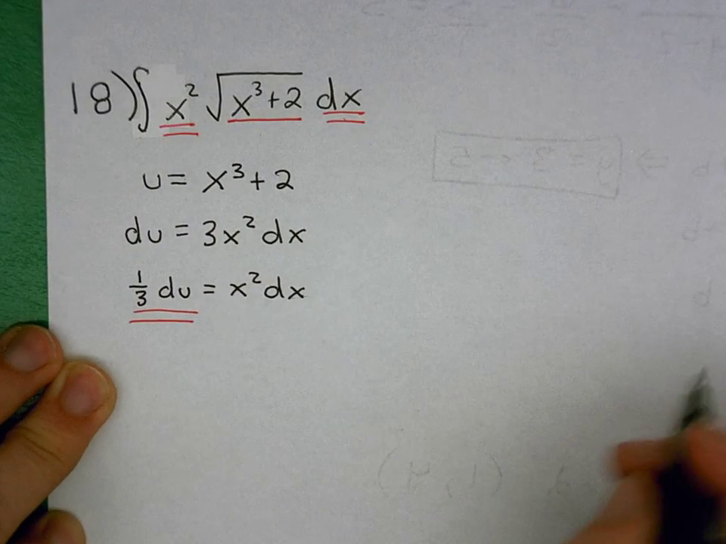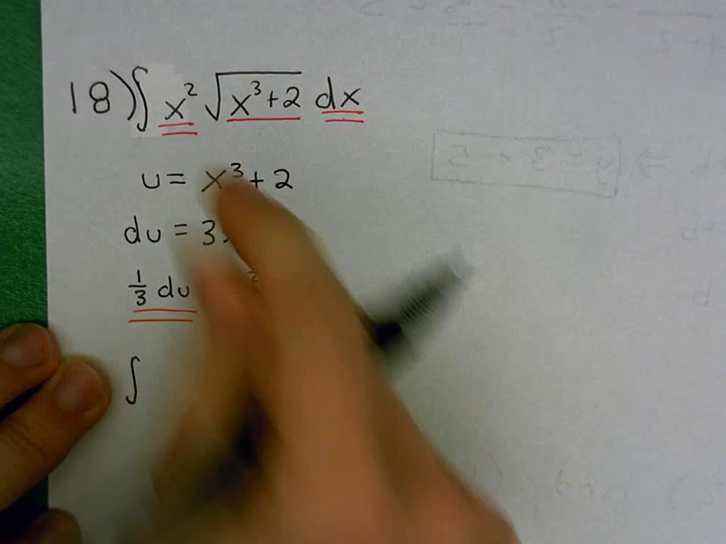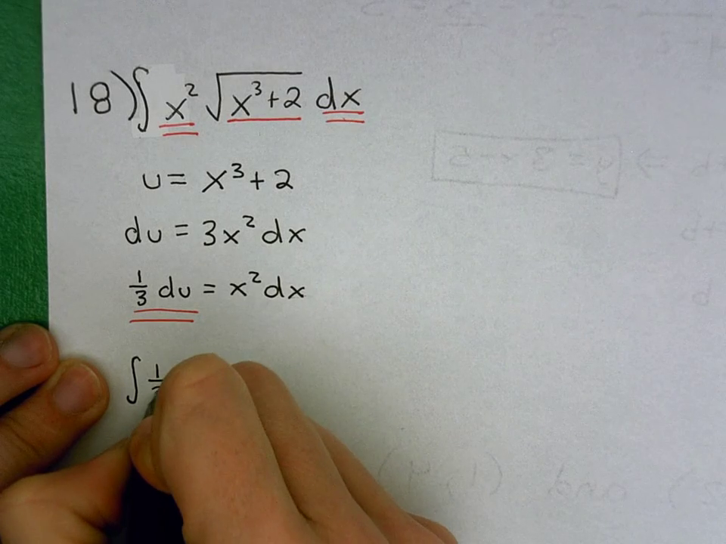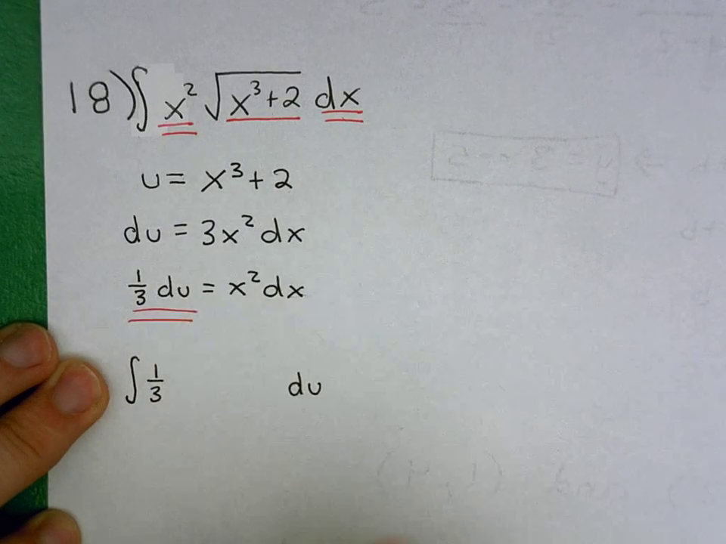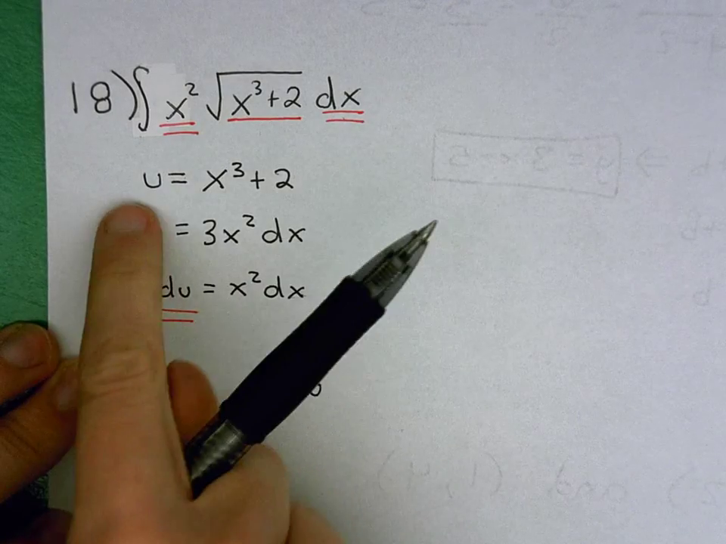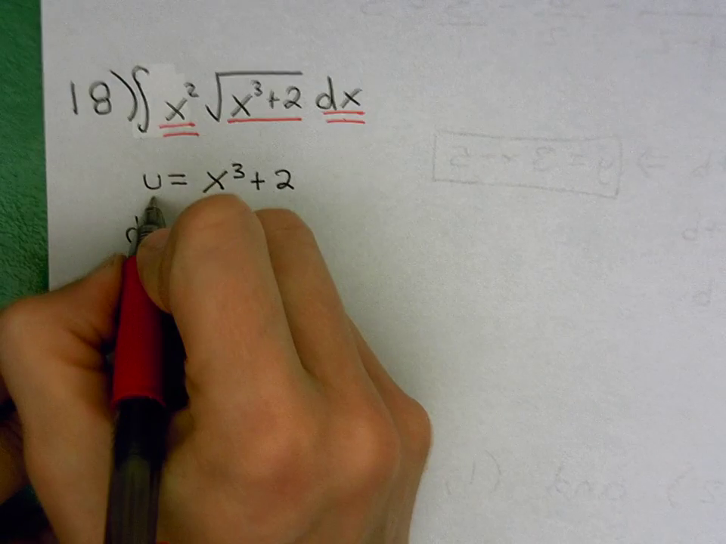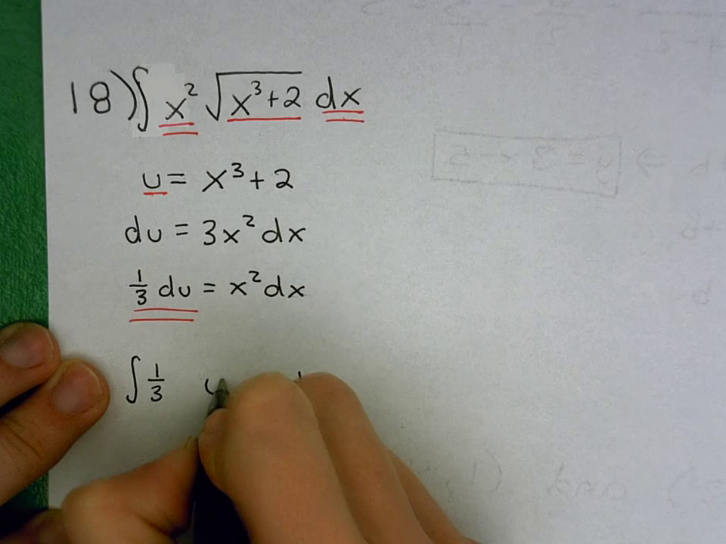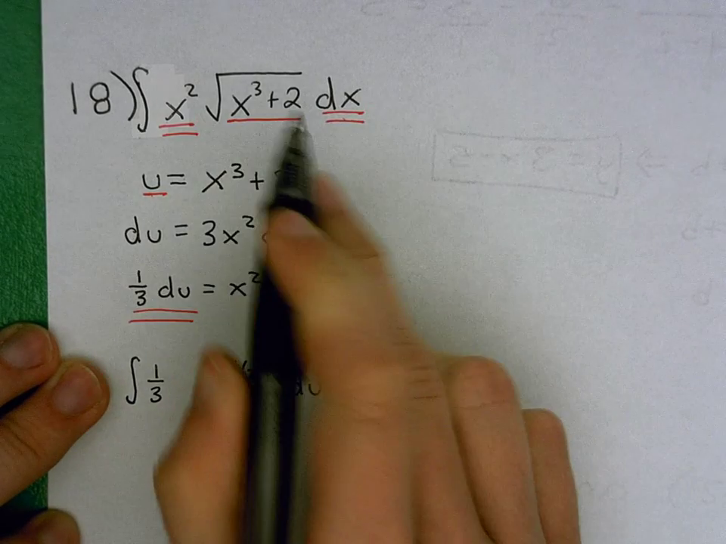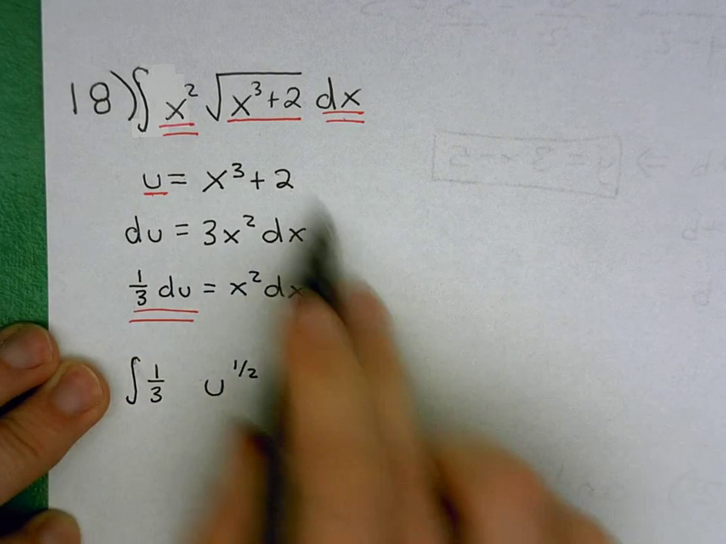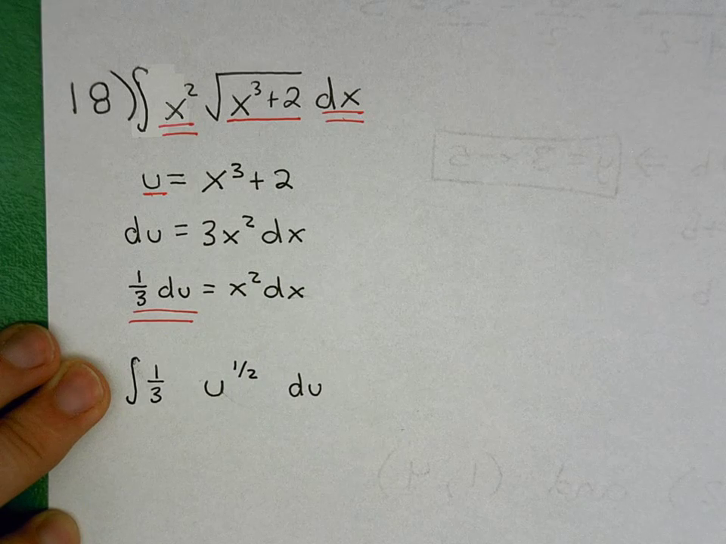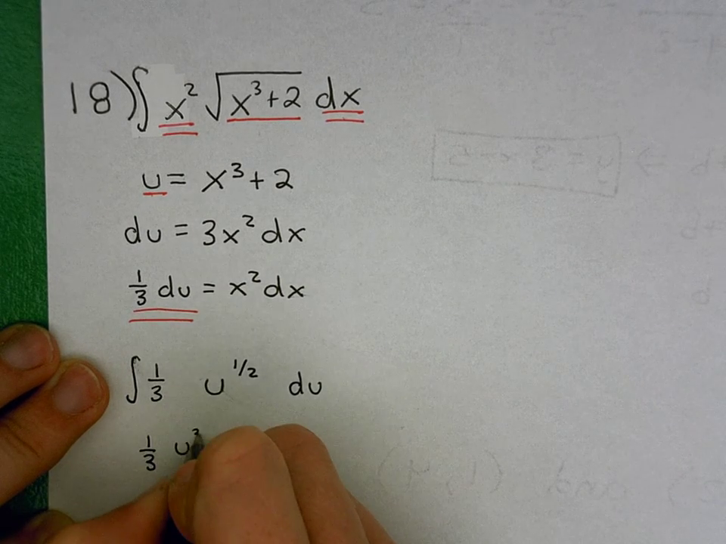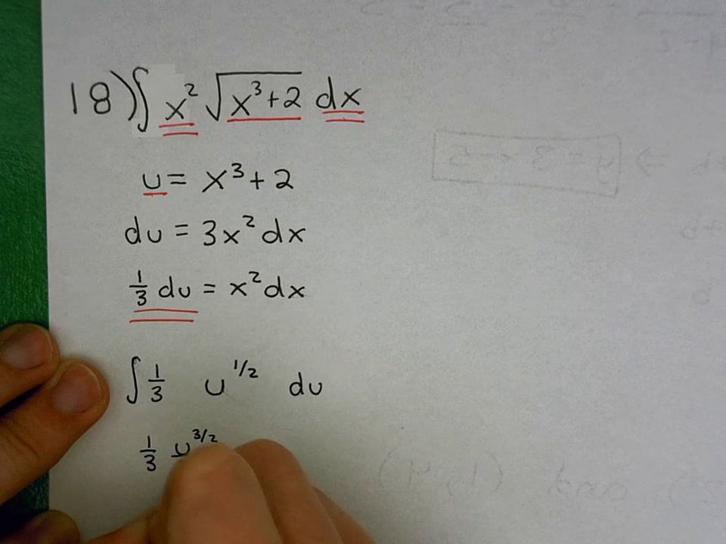For our last steps here, we're going to substitute in. The x squared dx is going to come out, and 1/3 du is going to go in its place. This x cubed plus 2 is going to come out, and u is going to go in its spot. That square root is going to stay in the problem because it was never located anywhere in my u or my du, so it's going to remain in my problem. Now we have the power rule. We're going to add 1 to our exponent and divide by our new exponent.